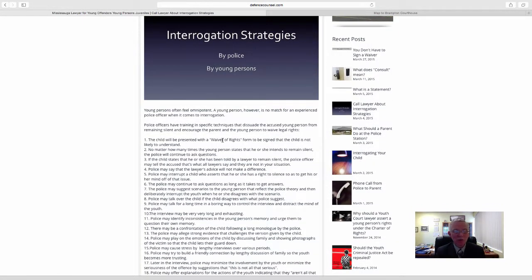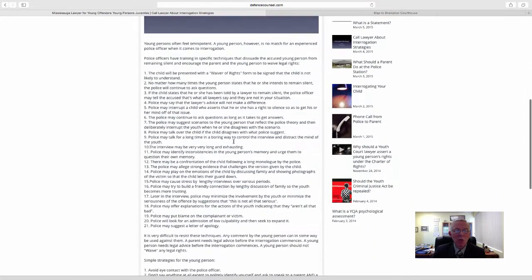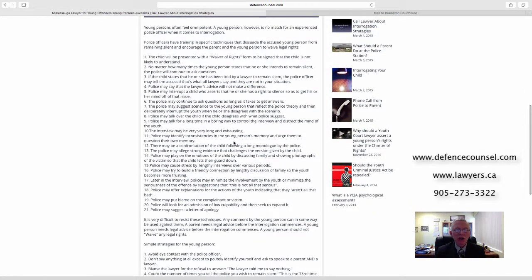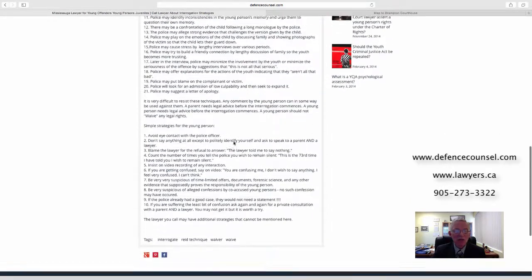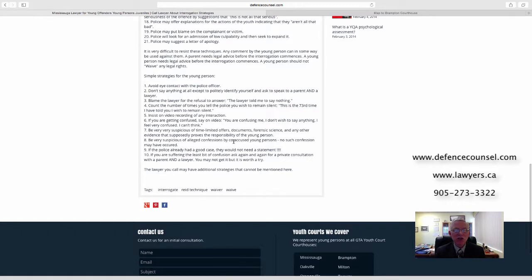Ultimately, if your son or daughter is charged with a criminal offense or is being invited to come to the police station, then a parent or the young person is going to have to put some serious thought into the question of what's going to happen when the child gets to the police station. And you're going to find a lot of information at this website about that, and about strategies of what the young person can do in their interaction with the police officer when they're at the police station.